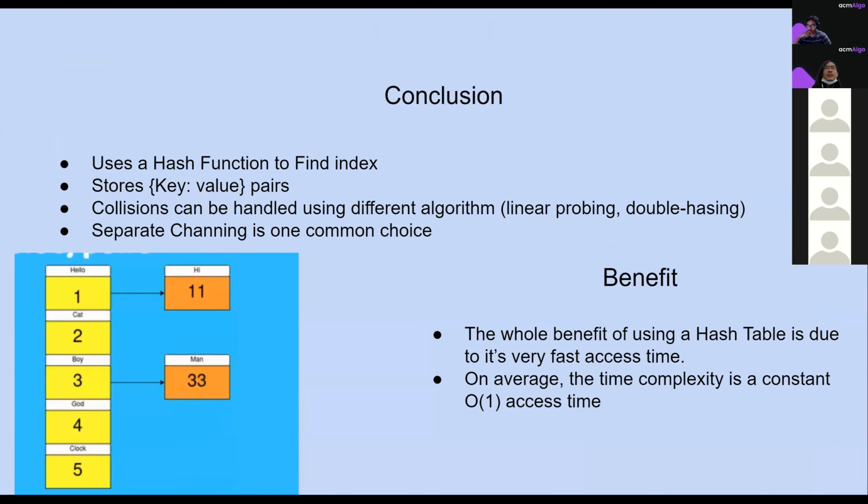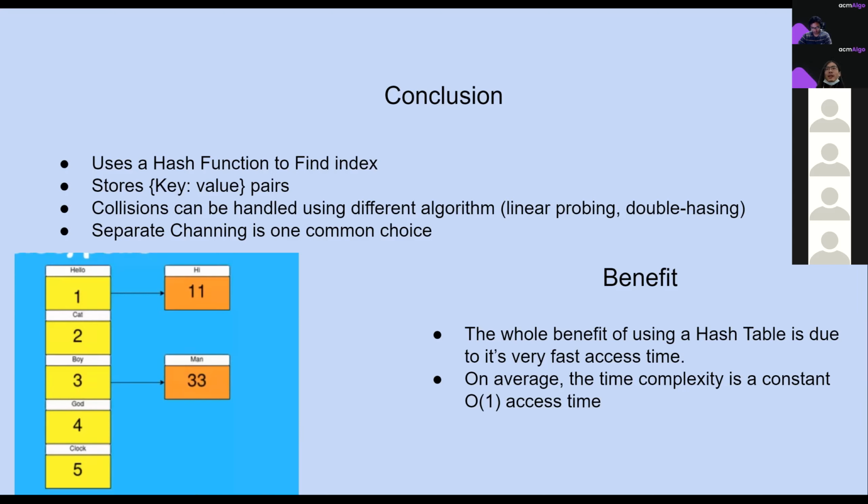For the conclusion on hash tables, the first thing you need to do is use a hash function to find an index, and the hash function is definitely the key point of the hash table. You also need to store the key and value pairs. And also, like you mentioned before, collisions can be handled by different algorithms, like linear probing and double hashing. But I think separate chaining is one of the common choices, because one benefit definitely can be the space.